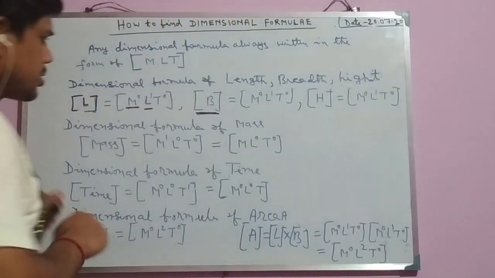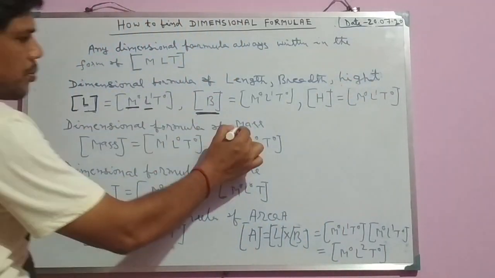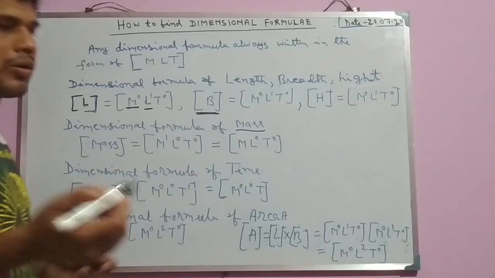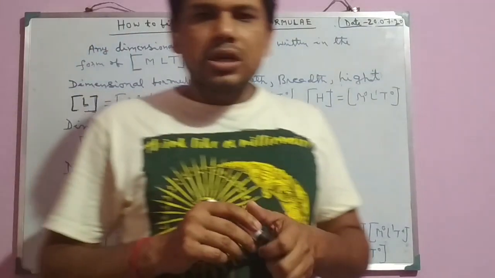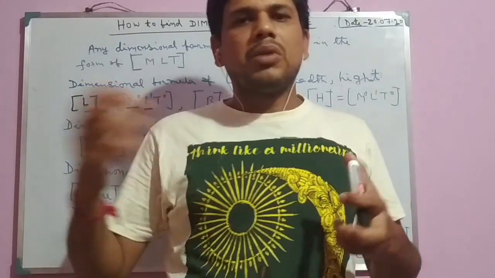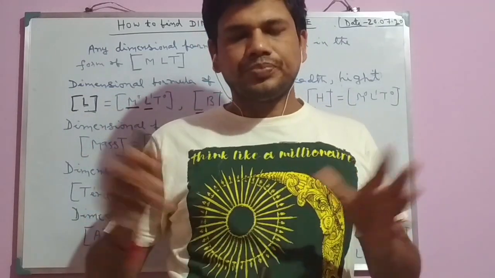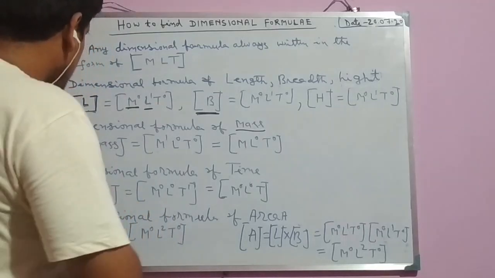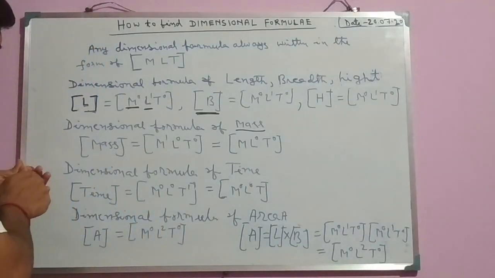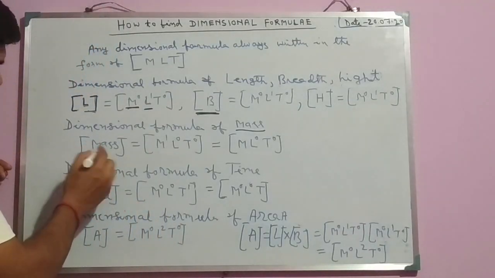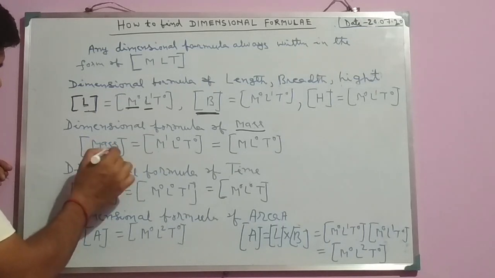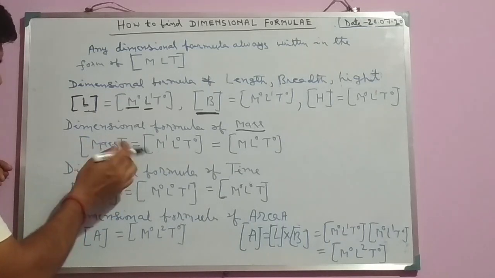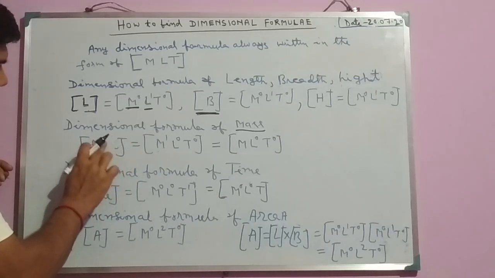Okay, next is the dimensional formula of mass. Now, mass does not depend on length, and mass also does not depend on time. So for the dimensional formula of mass, you can write it within third brackets as [M], or you can write only M also.